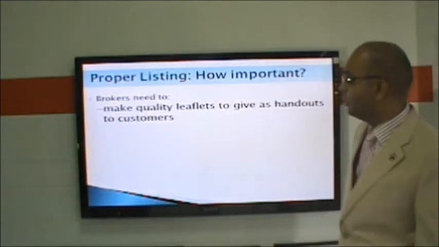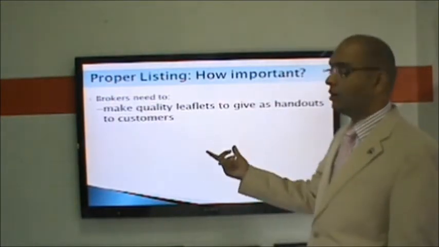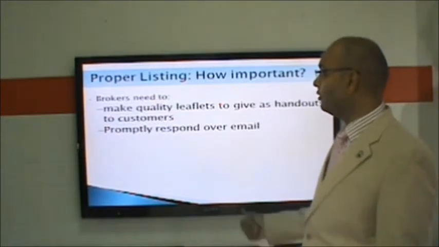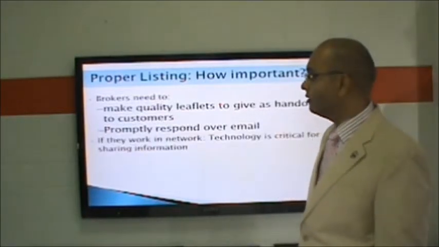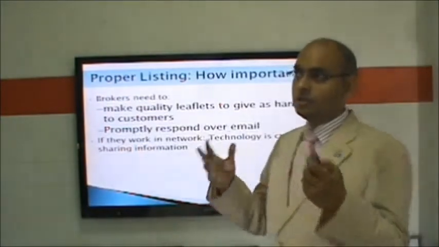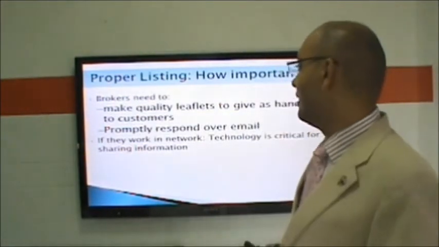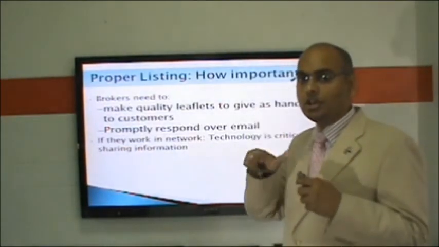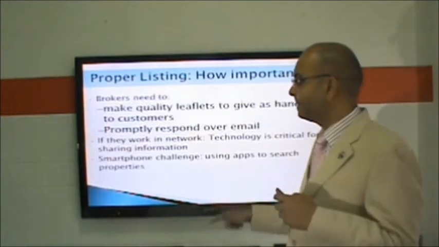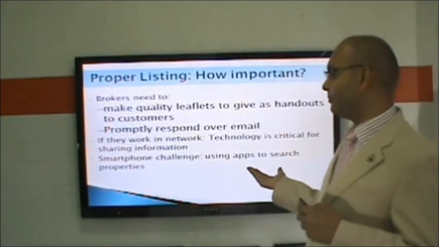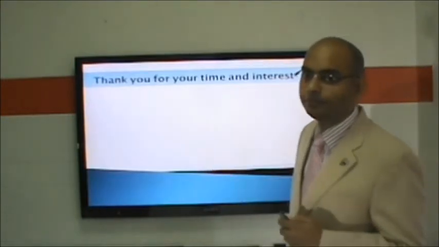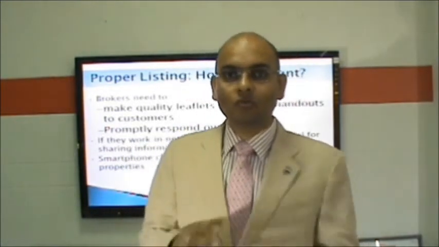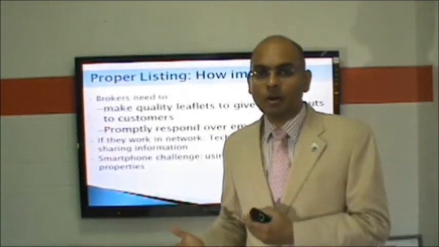Brokers need to make a quality leaflet and give it as a handout. Now how are these leaflets made? Through a better listing. Promptly respond over email when there is an inquiry. If the listing mentions everything, you get fewer emails. If you have a working network, technology is critical for sharing information. So if you have a network, you just send a URL. Smartphones are using apps to search properties. So if you have a better property listing, it will be listed in the smartphone apps.